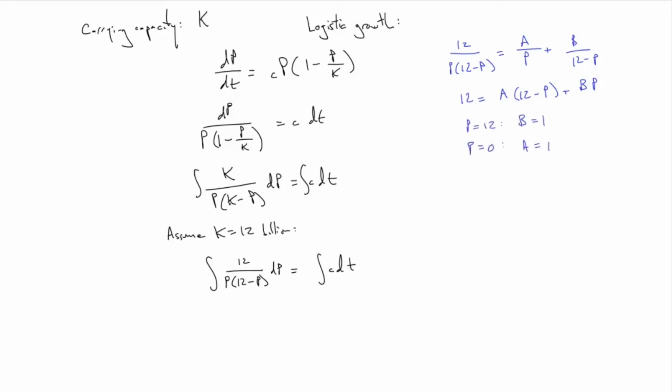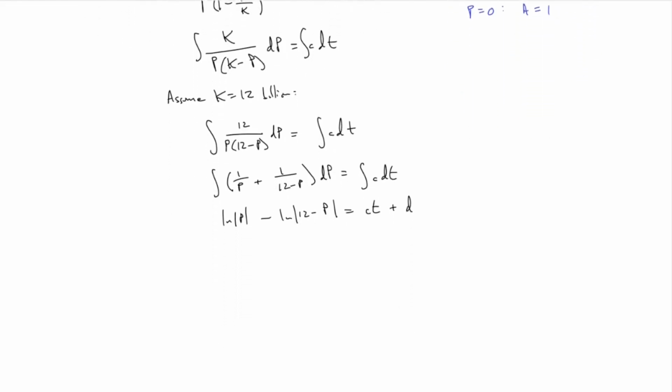And if you plug in the values P equals 12 and P equals 0, you immediately get that B is 1 and A is 1. Which lets us rewrite our integral as so, and now we can just integrate. You have to be a little bit careful when you integrate 1 over 12 minus P. Do it carefully by substitution, and you'll see that this negative sign gets introduced. And on the right, the integral of C dt is C times t plus a constant. We usually use C for the constant, but we've already used C, so I'll use D.